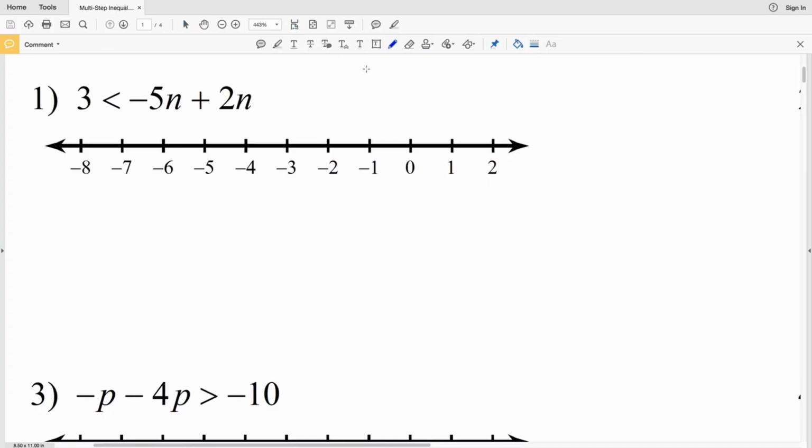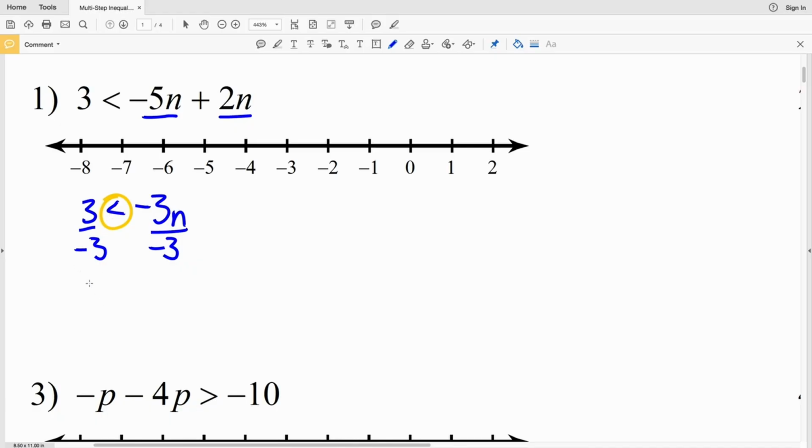In number 1, we have 3 is less than negative 5n plus 2n. We're going to start by combining like terms on the right-hand side, the negative 5n and the 2n. That'll leave us with 3 is less than negative 3n. Then it's just a one-step inequality. We're going to divide by negative 3, and since we're dividing by a negative, we are going to have to remember to flip this inequality sign.